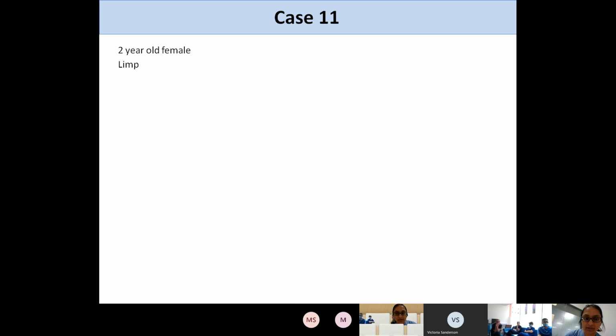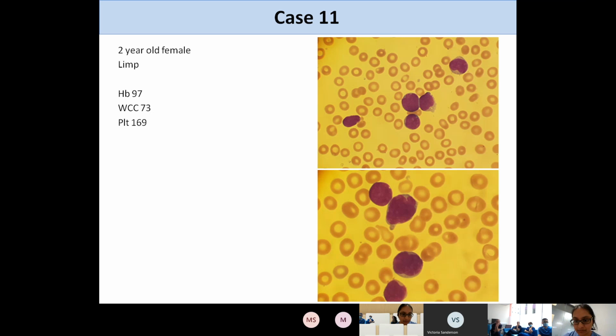So this is the first case. This is a 2-year-old female who presented with a limp. She had a hemoglobin of 97 and a slightly low platelet count of 169, but a huge white cell count of 73. And this was her blood film.